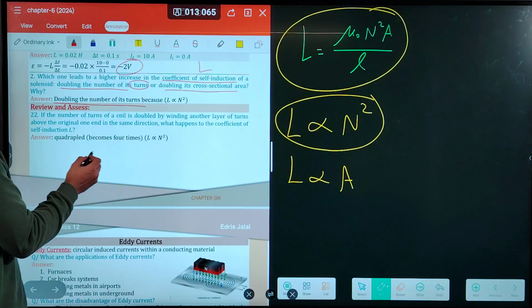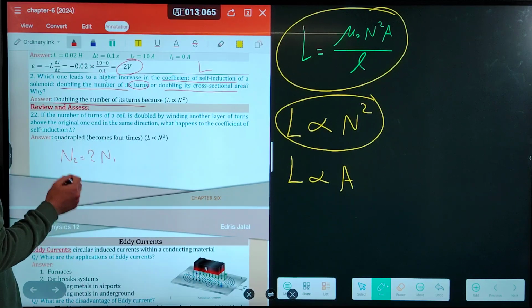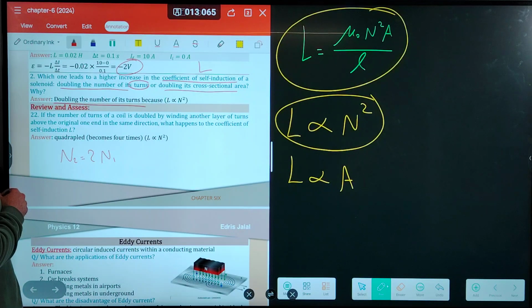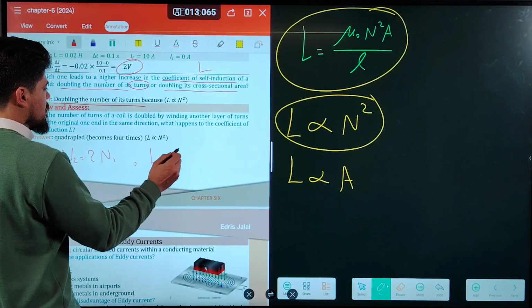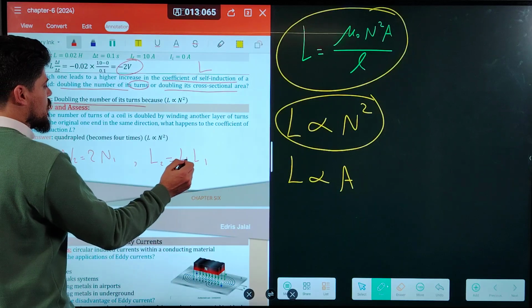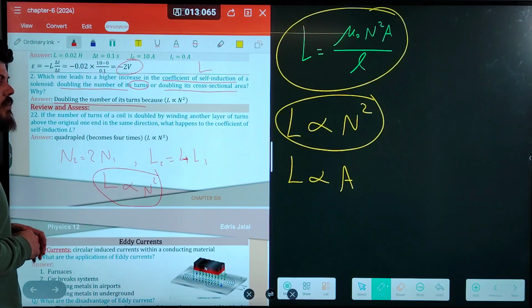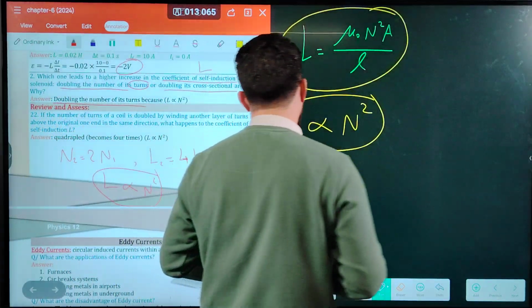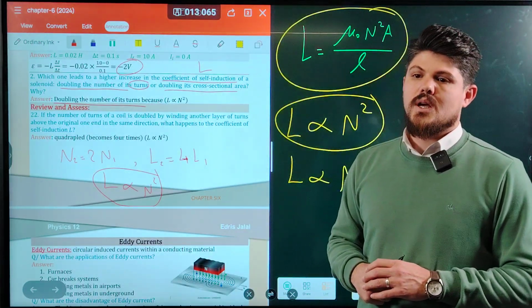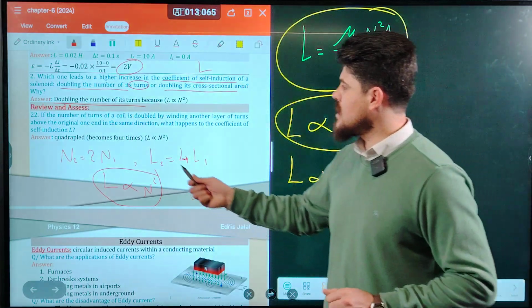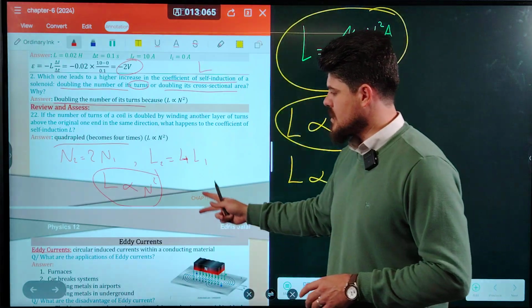If the number of turns of the coil is doubled, if N2 is equal to 2 of N1, with the new turns wound above the original ones in the same direction, what happens to the coefficient of self-induction? L2 becomes quadrupled, 4 times L1. Why? Because L is directly proportional to the square of the number of turns. If you decrease the number of turns by a factor of half, what happens to the coefficient of self-induction? It decreases by a factor of 1/4, or becomes a quarter. But here, the new coefficient of self-induction becomes quadruple, or increases by 4 times.